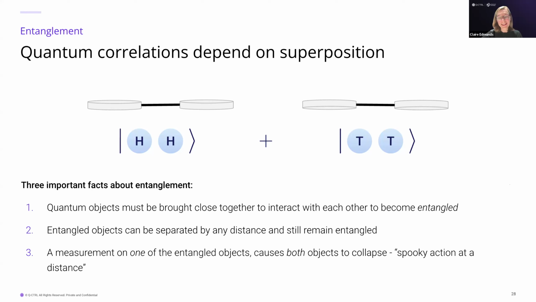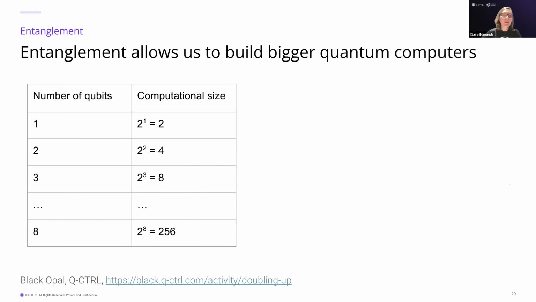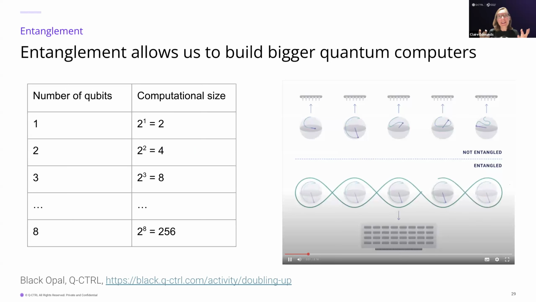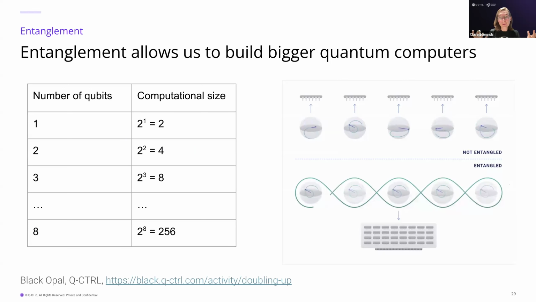And the third thing is that measurement on only one of those objects can cause both objects' superposition to collapse. That is spooky action at a distance. The reason we care about entanglement is that, firstly, it is actually present at the microscopic level. So we want to understand what's happening in our universe. We need to understand entanglement.